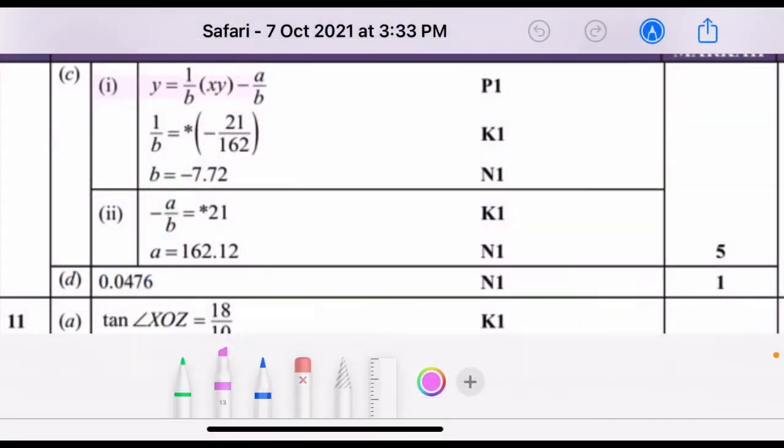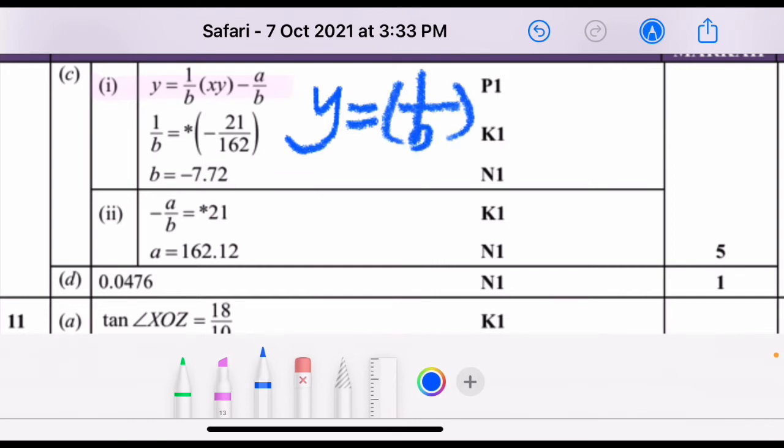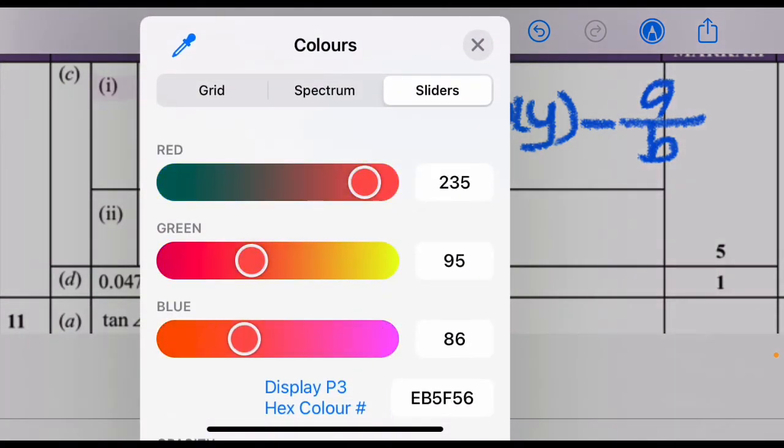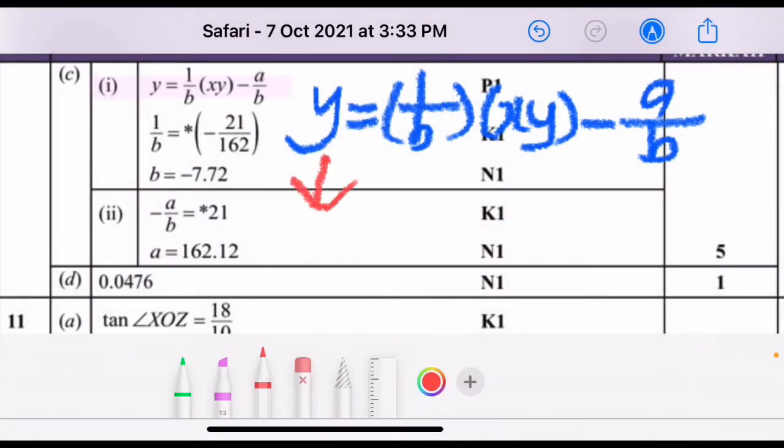So for B1, as you can see, big Y is small y, 1 over B is the gradient, then this is a big X, and this is C. So we always draw the arrow pointing to the big Y. This is a big Y. This whole thing is the gradient. This is a big X, and this is C.